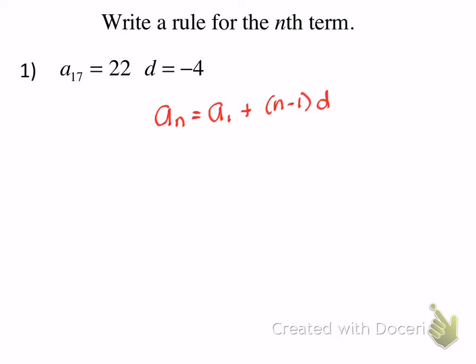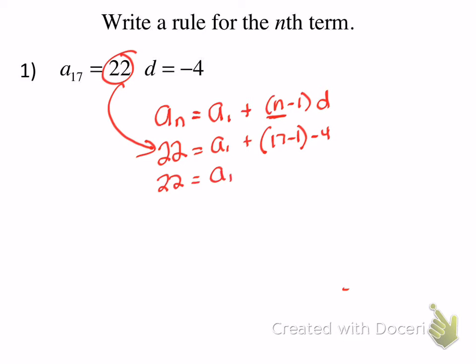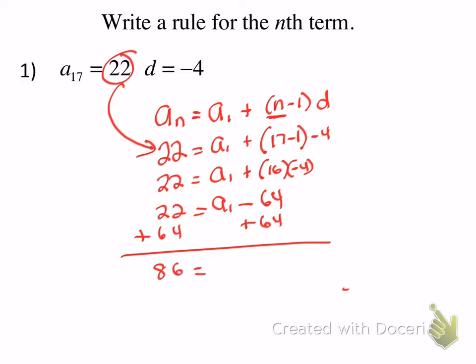Or I can really just go right for this. So this would go here, and then we don't know what our first one is, but what goes in here? What term number is that? 17. The 17th minus 1, and my common difference is negative 4. So now I'm doing 22 equals the first term plus 16 times negative 4. Actually, it's minus 64. Add 64 to both sides, and we get 86 equals the first term.